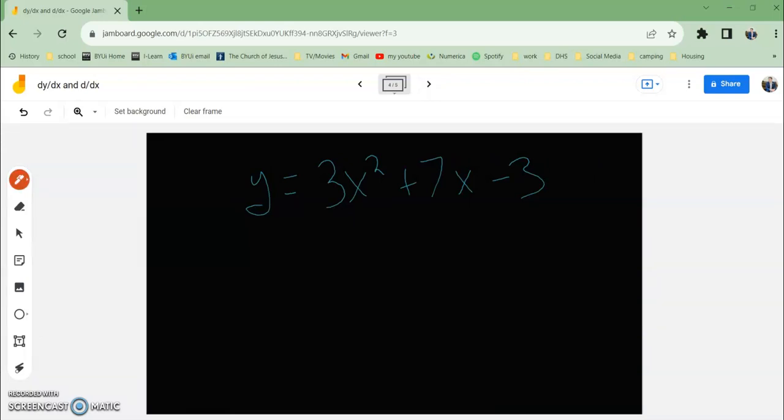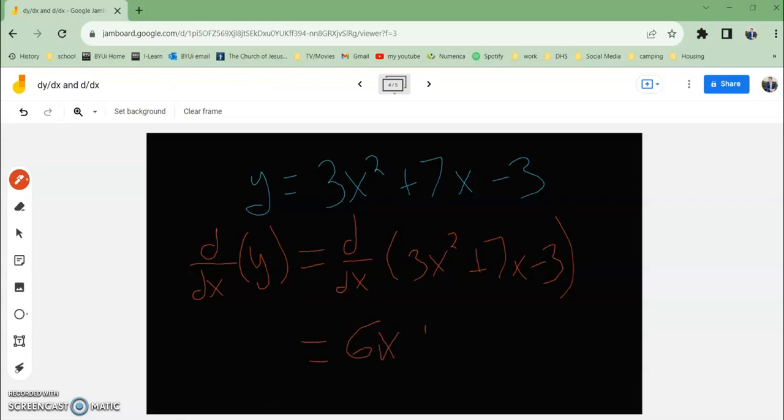So let's look at the application with calculus. Right here, we have an equation. Now let's do something to this equation. Or, hey, let's do d/dx on both sides. So now we do d/dx on the other side: 3x squared plus 7x minus 3. And this, what we just did, is called differentiating. That's just what we did. Now, on the right side, we have 6x plus 7, and then plus 0. And that is from the power rule that we learned.